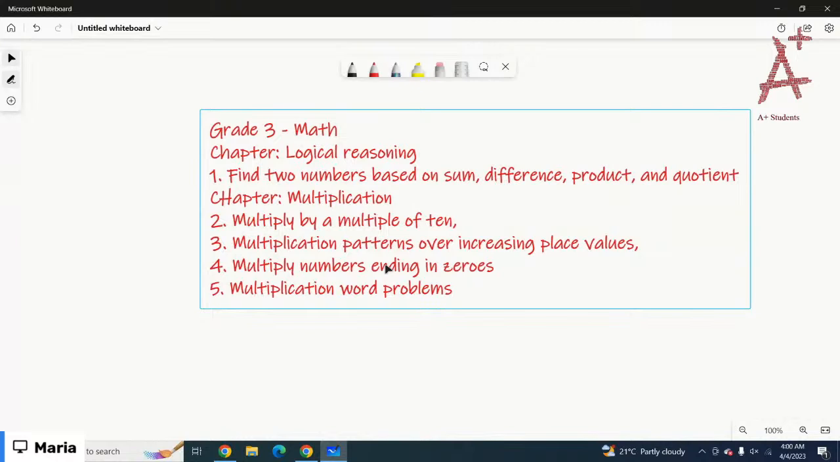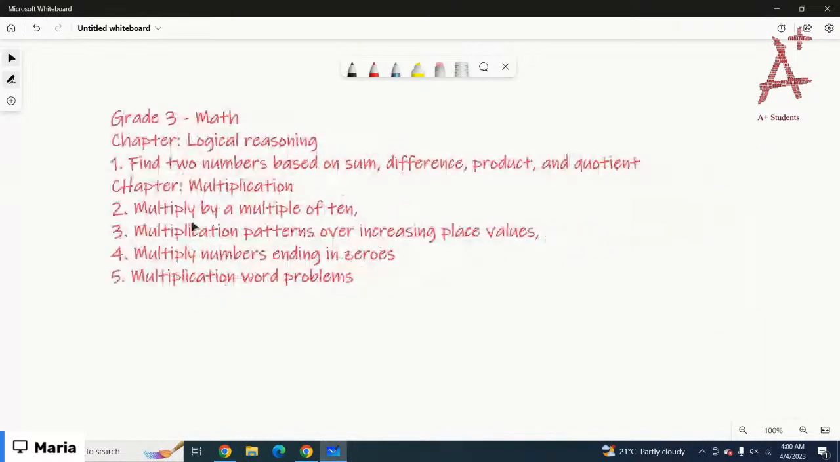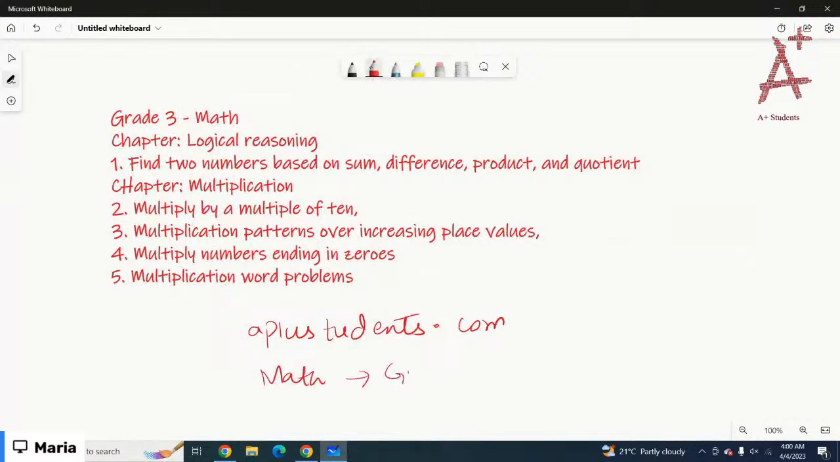So we're going to start with grade 3 maths. You can find all the lessons on aplusstudents.com. You have to log in there using your email address and password as provided there. Then you have to select math from the subject tab, scroll down to grade 3 and then click on view all lessons.